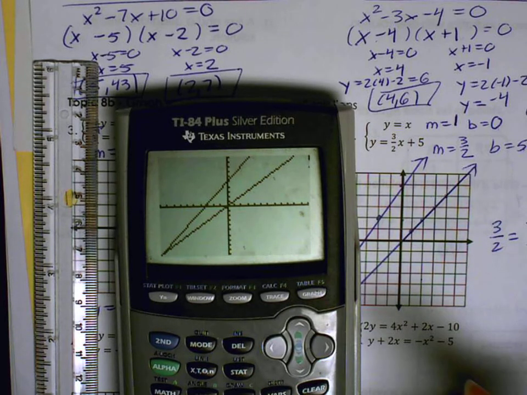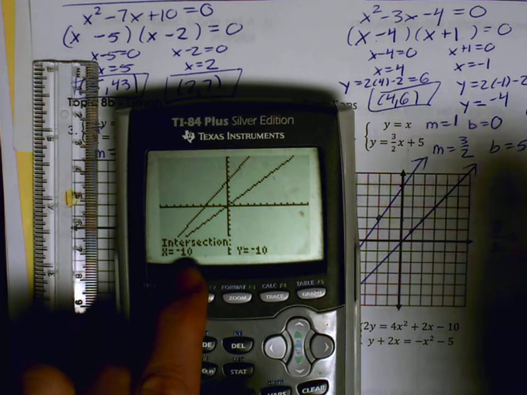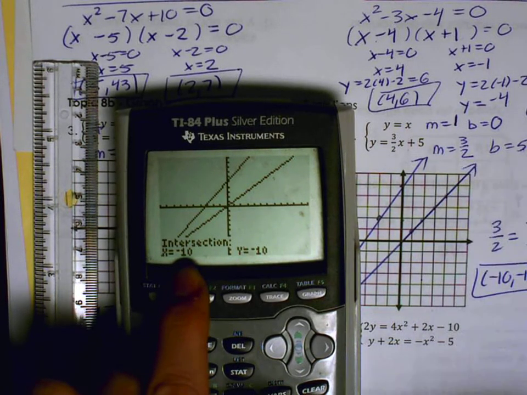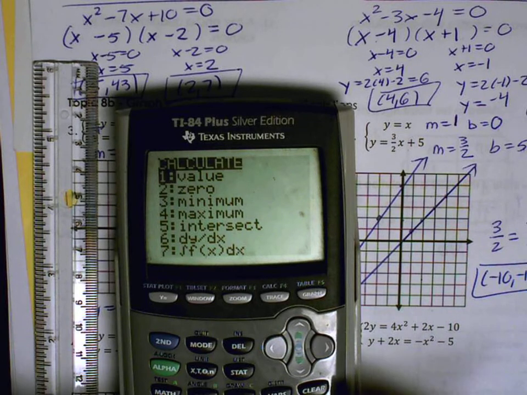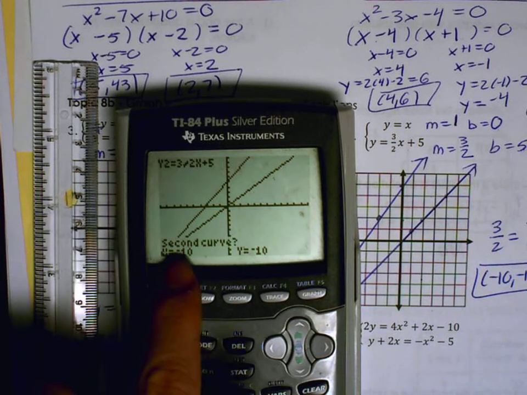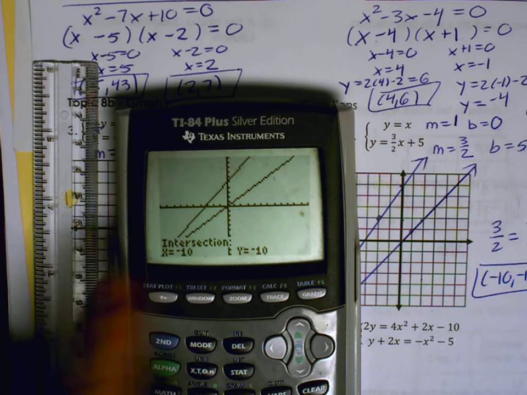And it tells me my intersection is negative 10, negative 10. So there's my answer. So again, second calc, 5. I moved near it, I hit enter for first curve, enter for second curve, enter for guess, and there's my answer.